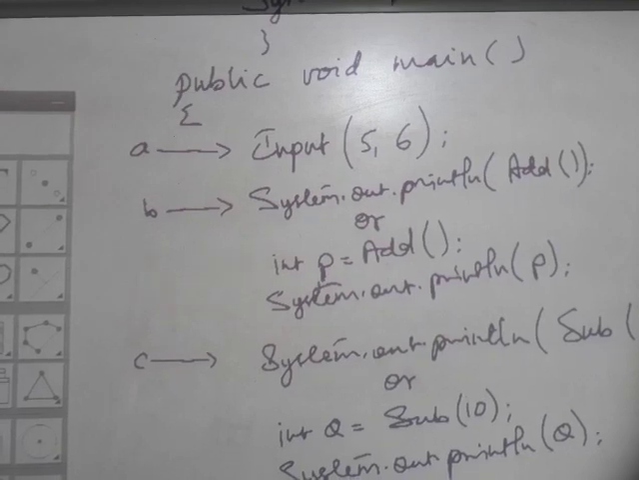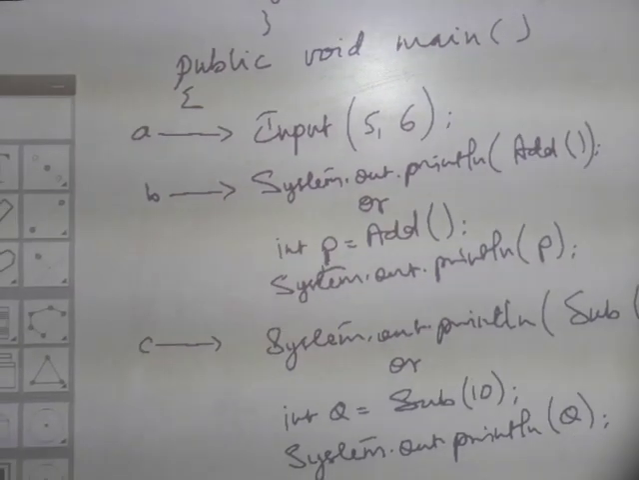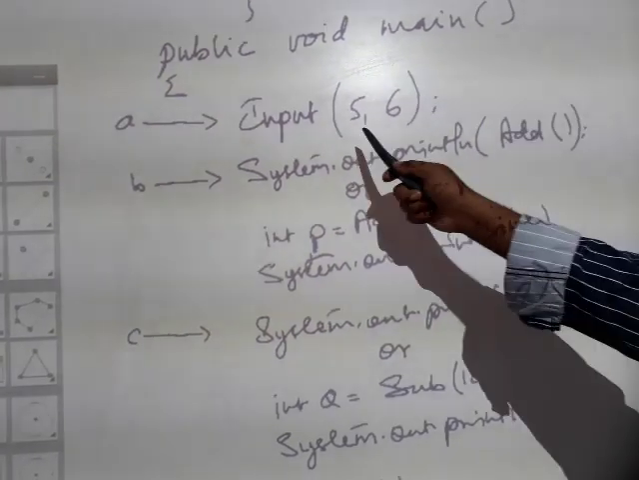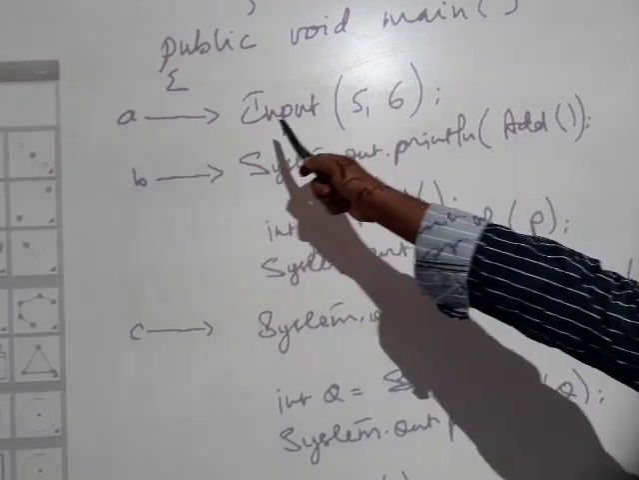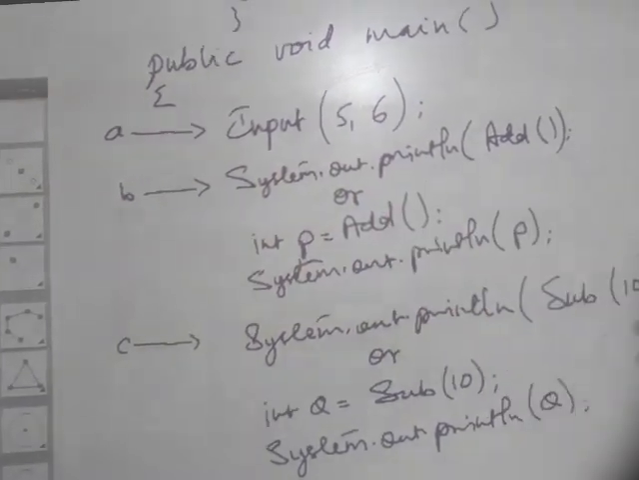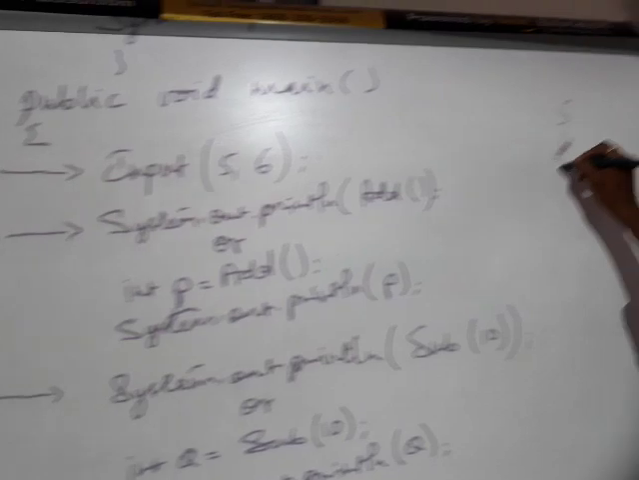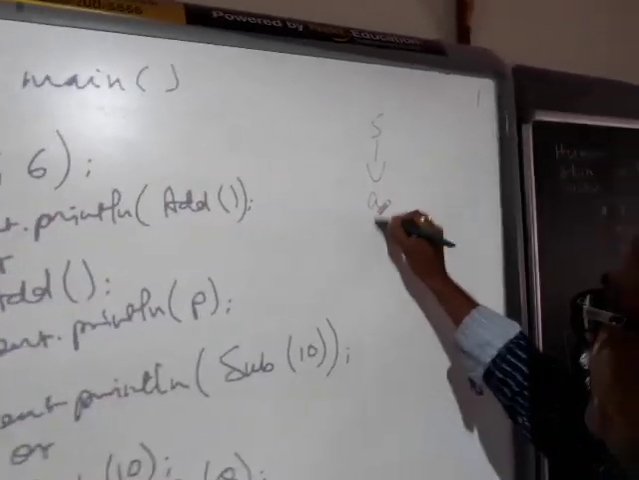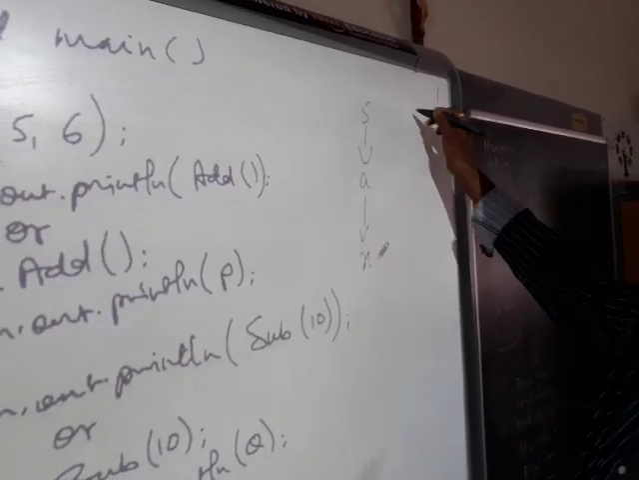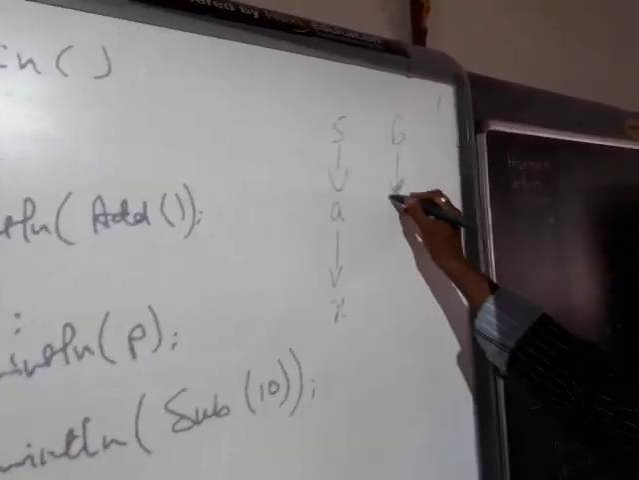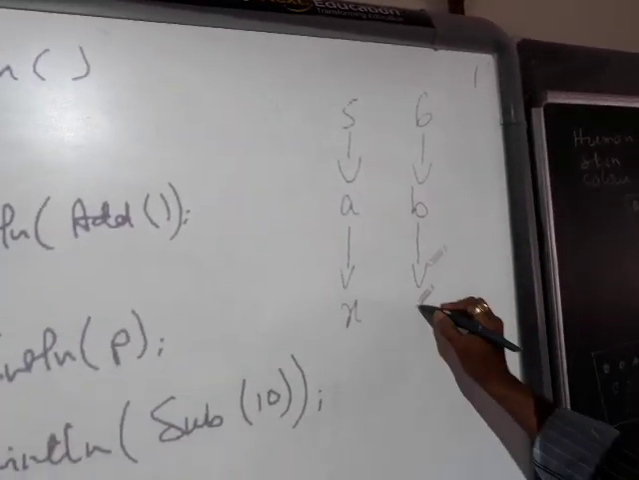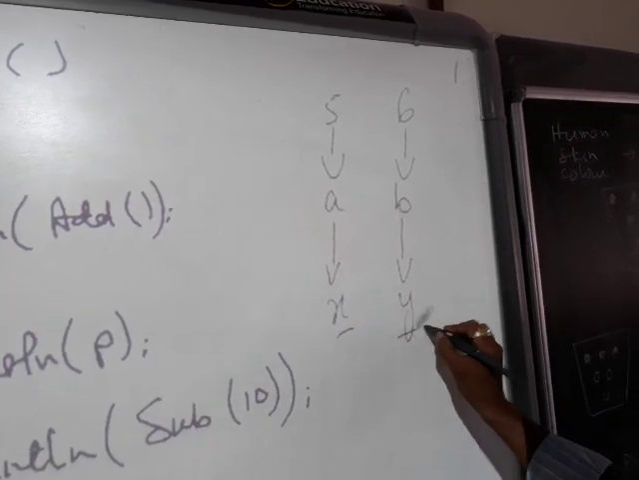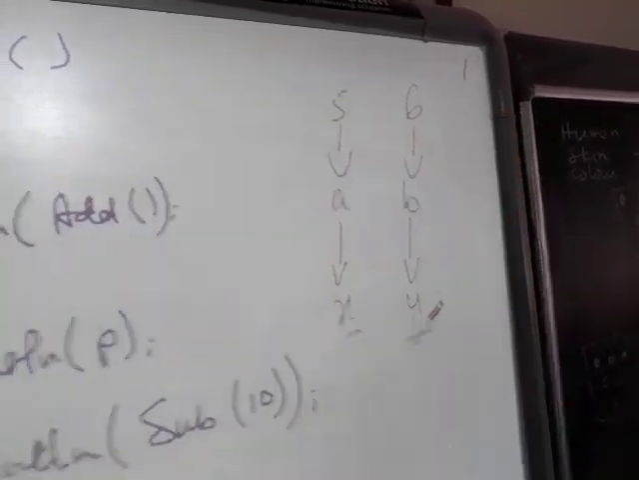The first function is input(int a, int b). So this int a, int b means we have two integers. So input(5, 6) means 5 goes into a and the value of a in turn goes into x. Similarly, 6 is moved into b and the b value moves in turn to y. Finally, x and y store 5 and 6 respectively.